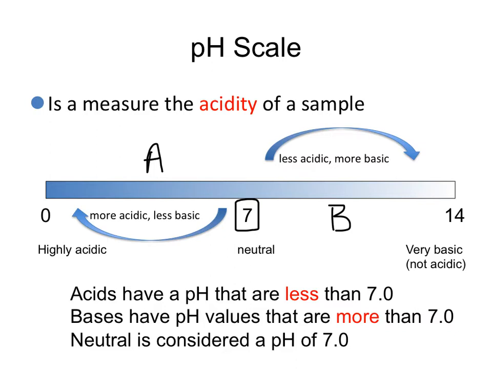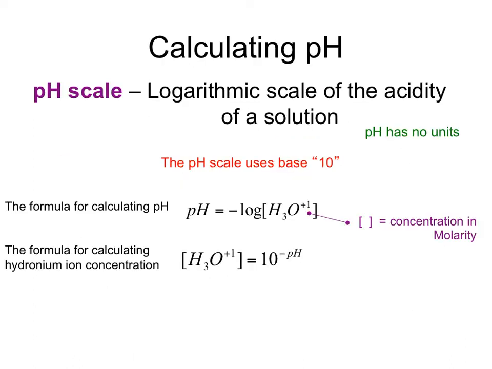We also learned that the strength of the acid and the base will increase as you get closer towards the ends of the number line. For example, a pH of 1 will be stronger than a pH of 6 when it comes to acids, but a pH of 8 will be a weaker base than a pH of 13. In the next couple of slides, we're going to learn how to calculate the pH value.